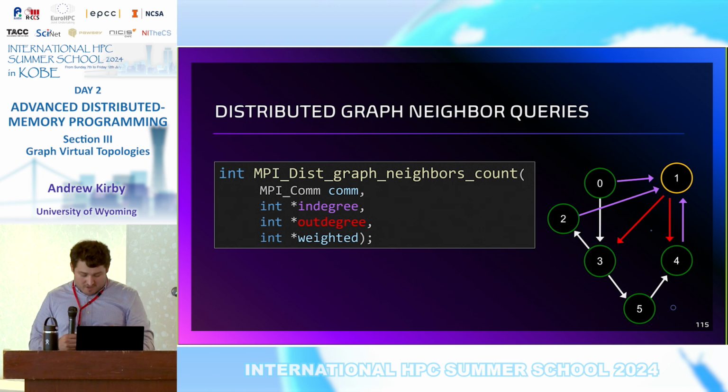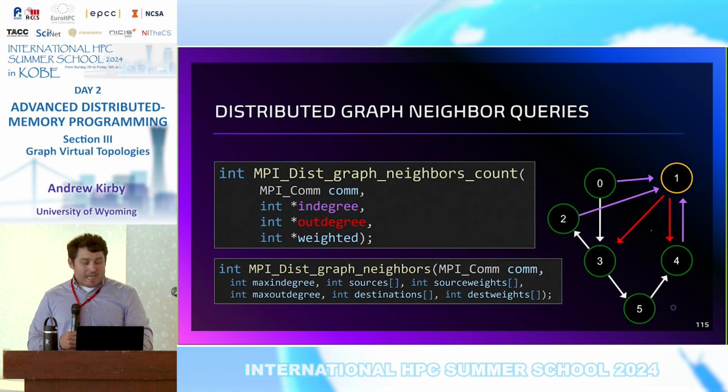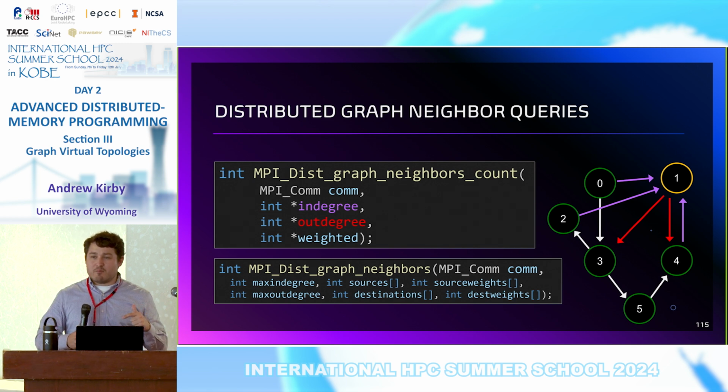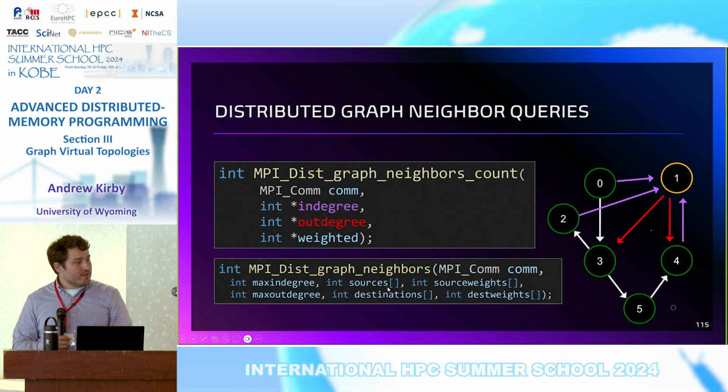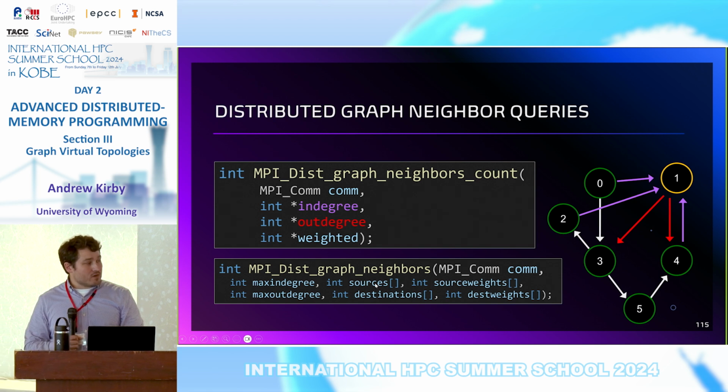Well, on the next call, as you'll see, we'll use that information to allocate memory in order to access who is actually talking to me, or who I am actually talking to. That's what we see at the bottom in terms of these arrays, like sources. So that would be related to in degree.